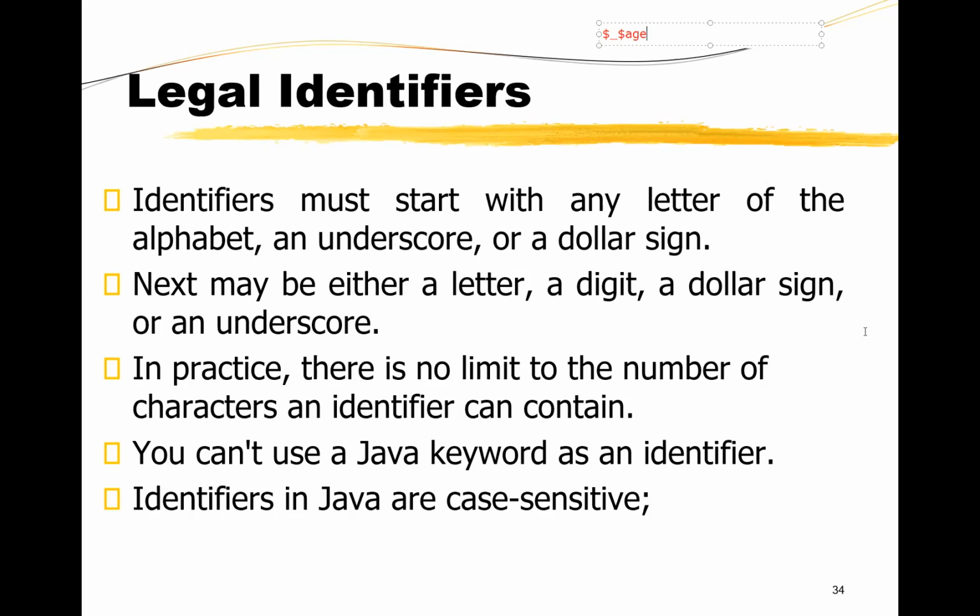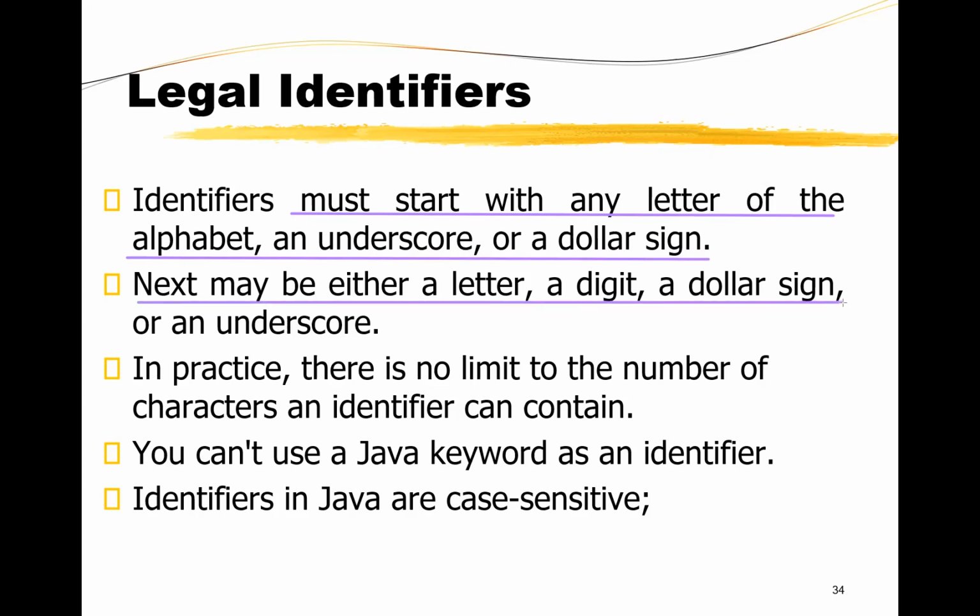Right. And also, there are certain things you need to remember as a summary. If you want to write down, let me highlight this. These are the things you need to remember. It must start with any letter of the alphabet, an underscore, or a dollar sign, and the next characters may be a letter, a digit, a dollar sign, or an underscore. There is no limit to the number of characters you can have. And you can't use a Java keyword, identifiers are case sensitive, and space is not allowed.